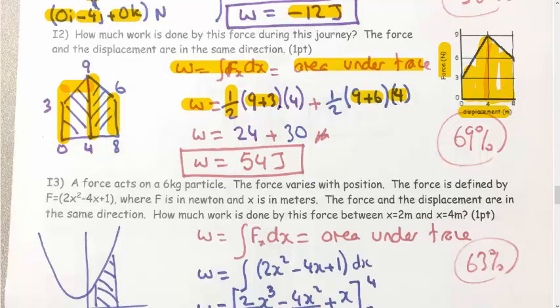So this is 12, 2 times 12 is 24. This is 15, 2 times 15 is 30. Gives me 54 for the answer.